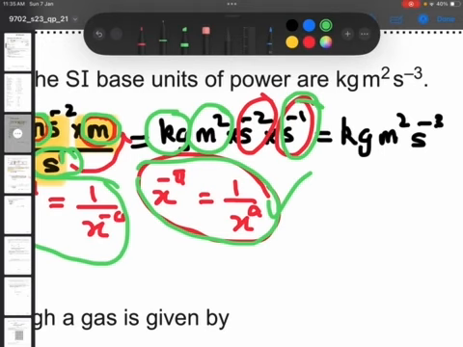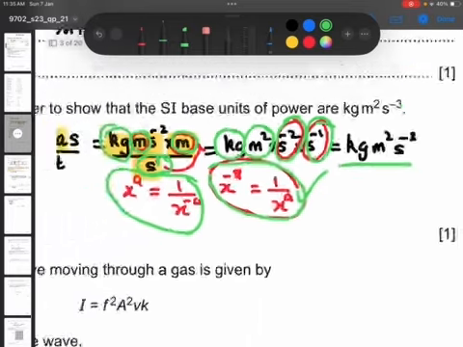So when this s to the power of minus 1 and this s to the power of minus 2 multiply each other, they give us this s to the power of minus 3. As a result, we have our final answer. We have proven what we wanted to prove.